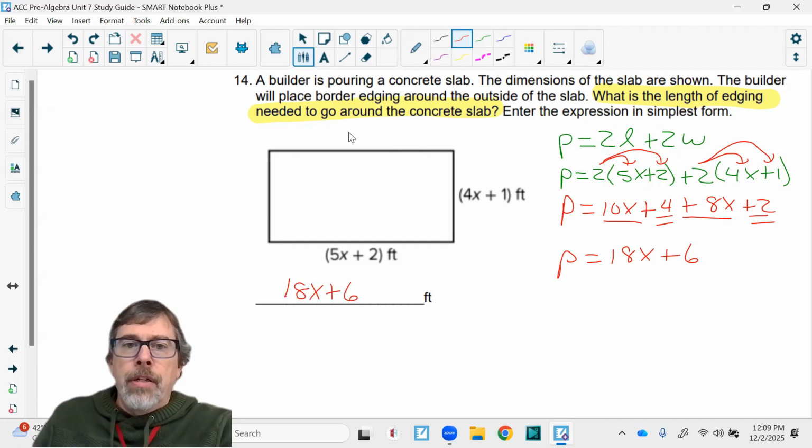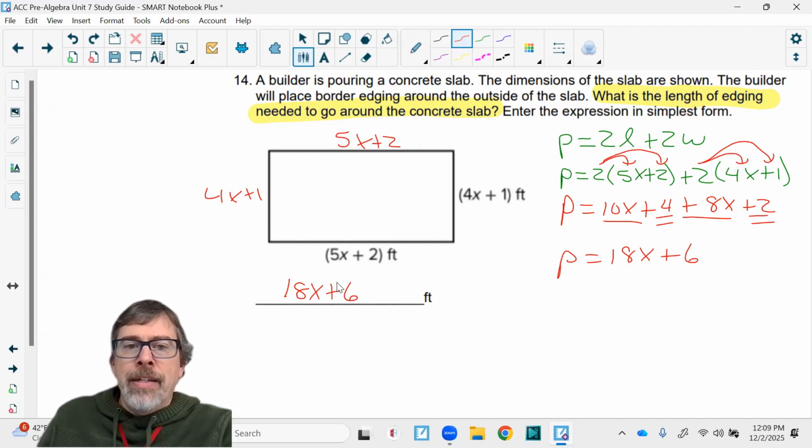The other thing you could have done is said 5x plus 2 here and 4x plus 1 and just said 5x plus 4x is 9x. 9 and 5 is 14 and 4 more is 18x. And 1 plus 2 is 3 plus 1 is 4 plus 2 is 6. And there that is. Enter the expression in simplest form.